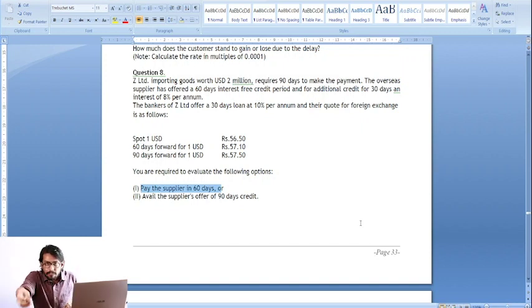Think of it that way. The finance manager has given you a report. Sir, this situation, what should you do? Pay in 60 days or pay in 90 days? You are the CFO, you have to decide.